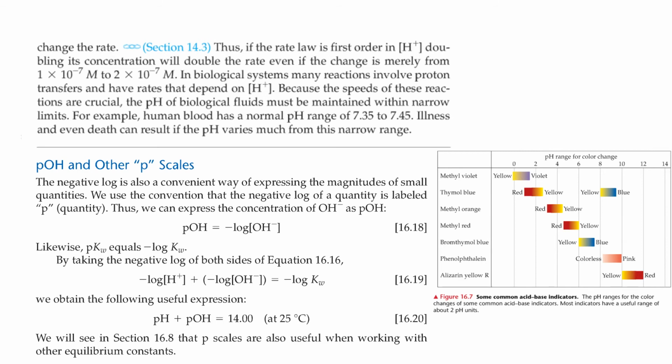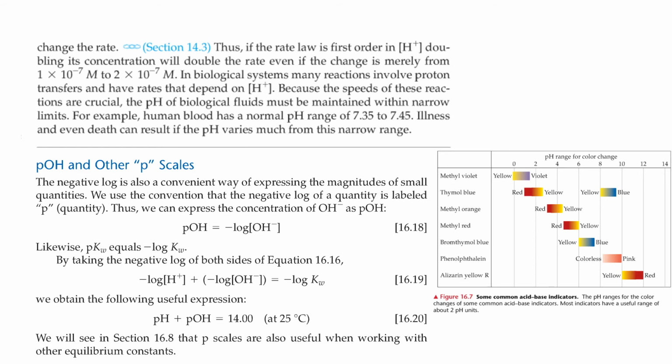In a biological system, many reactions involve proton transfers and have rates that depend on the concentration of protons. Because the speeds of these reactions are crucial, the pH of biological fluids must be maintained within narrow limits. For example, human blood has a normal pH of 7.35 to 7.45. Illness and even death can result if the pH varies much from this narrow range.